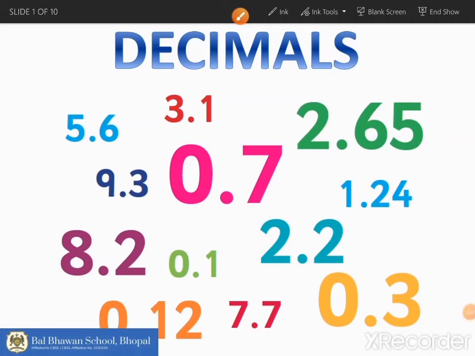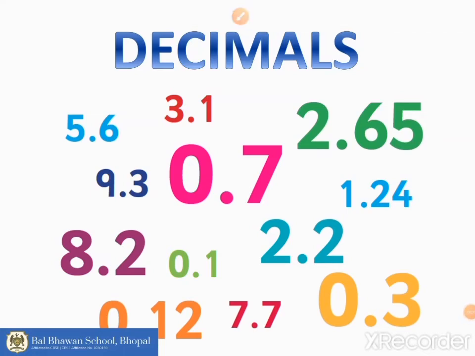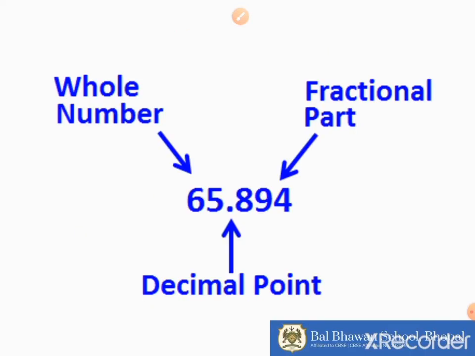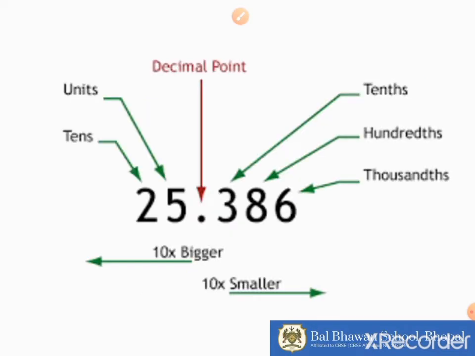Welcome dear students. Today we will learn about basic concepts of decimals. When we read a decimal number, it has two parts. The part before the decimal is called the whole number and the part after the decimal is called the fractional part. In the given example, we have 65.894, where 65 is the whole number and 0.894 is the fractional part.